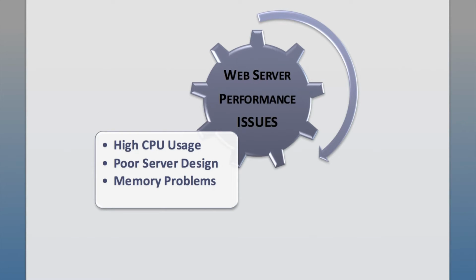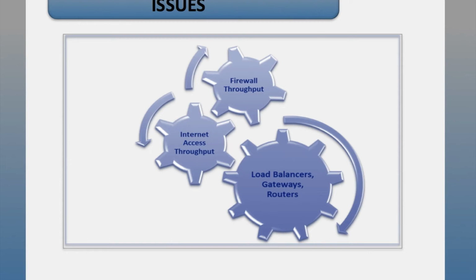Regarding the web server performance issues, we basically observe three kinds of issues: high CPU usage, poor server design, and memory leaks or memory problems. With respect to network performance, while performance testing the networks, you can also observe certain issues. It could be because of the firewall throughput or internet access throughput, load balancers, gateways, or routers. They can also have performance issues.